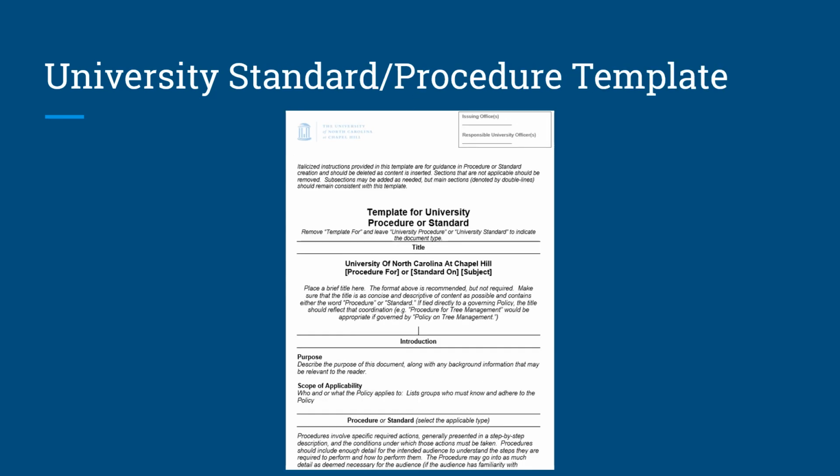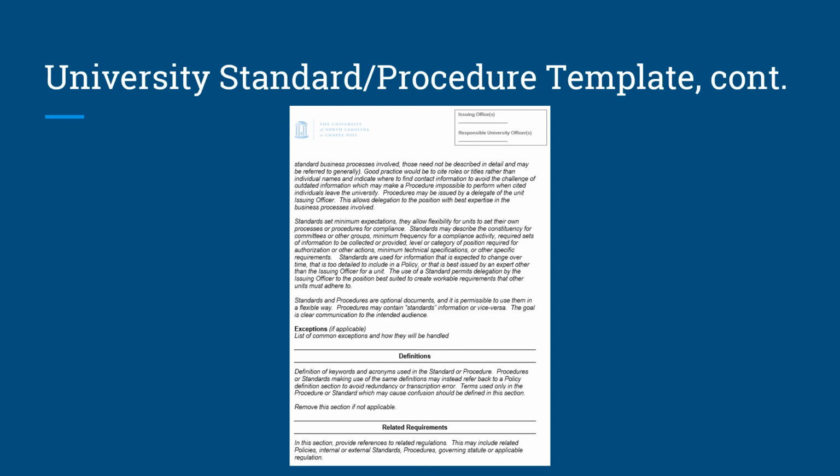Next, we have the University Standard and Procedure template. The Standard and Procedure templates are combined into one Word document because they are identical except for the section where you enter the document title and the actual standard or procedure at the bottom of the first page of the template. Otherwise, the template is very similar to the University Policy template. There are purpose and scope of applicability sections on the first page, with additional identical sections on the following pages, which we will discuss on the following slides.